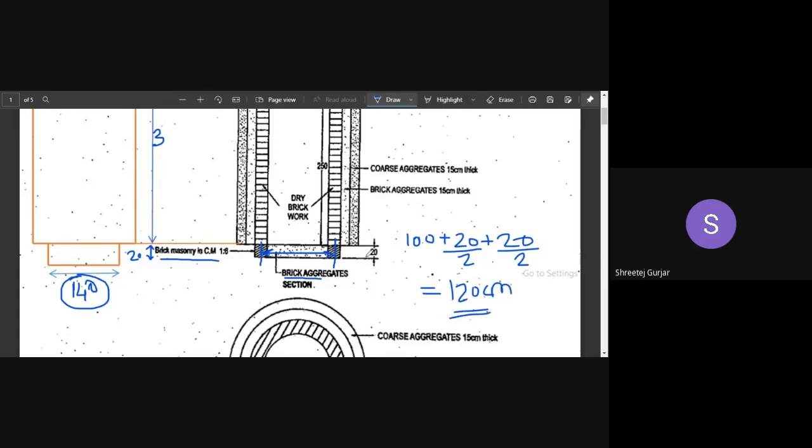120 centimeters. And what is the thickness of that? 20, right? 20 centimeters thickness. We have calculated mean diameter. So what is the length? Length is pi into this mean diameter, that is 120. Length into mean diameter 120 into height. Height is 0.2, right? Into height, if you do, you will get your total quantity. This is for your lower portion.